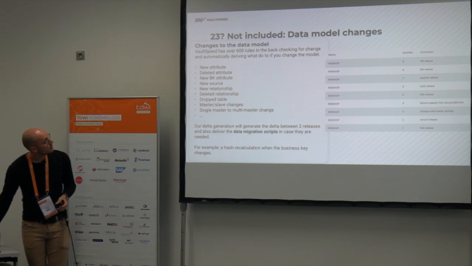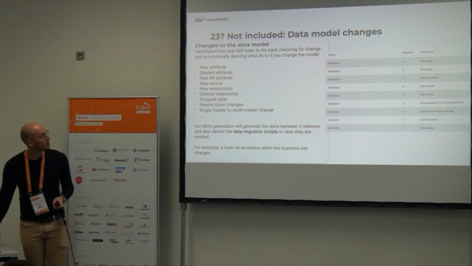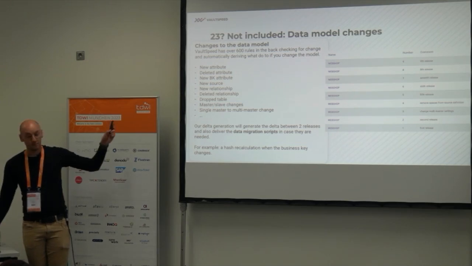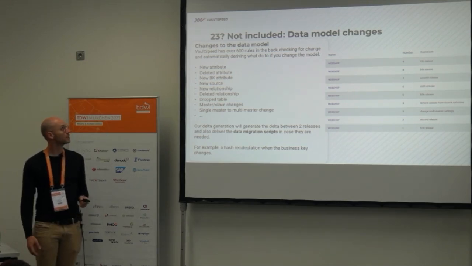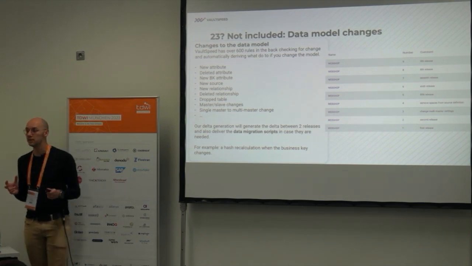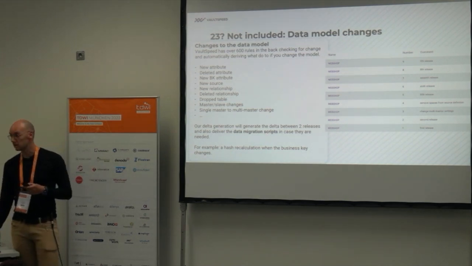There was one thing that was not included: data model changes, really important, we think. VaultSpeed also has very extensive support for that. We have over 600 rules checking for every type of change you might have. I listed a few of them. I think these are things that most of you have come across at some point.